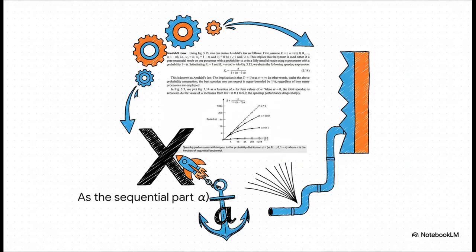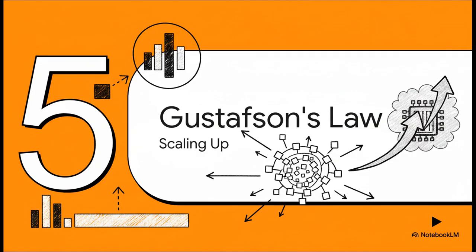See that top line where alpha is 0? That's perfect speed up. But look what happens if just 10% of your program is sequential. That's the line for alpha equals 0.1. Even if you have more than 1,000 processors, you can't get more than a 10x speed up. That sequential bottleneck just becomes a hard brick wall. So for a long time, Amdahl's law was kind of depressing for people who wanted to build these huge supercomputers.